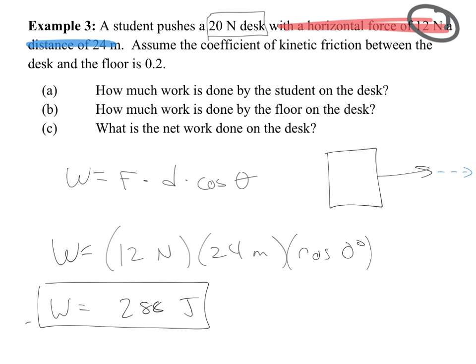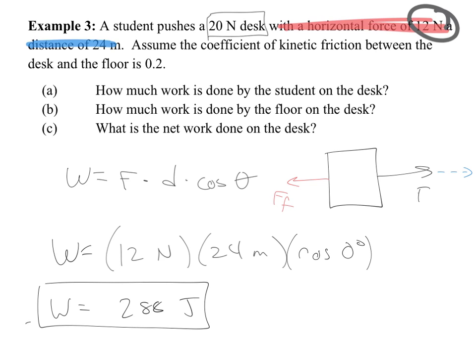When you move an object and slide it across the floor, does work in terms of friction on the desk. So it turns out for part B, we're going to use the same formula: F d cosine theta. But what's theta going to be now? What's the angle of theta? We just said this in the last section. 180. Whenever it's friction, it's going to be 180 because friction acts against motion.